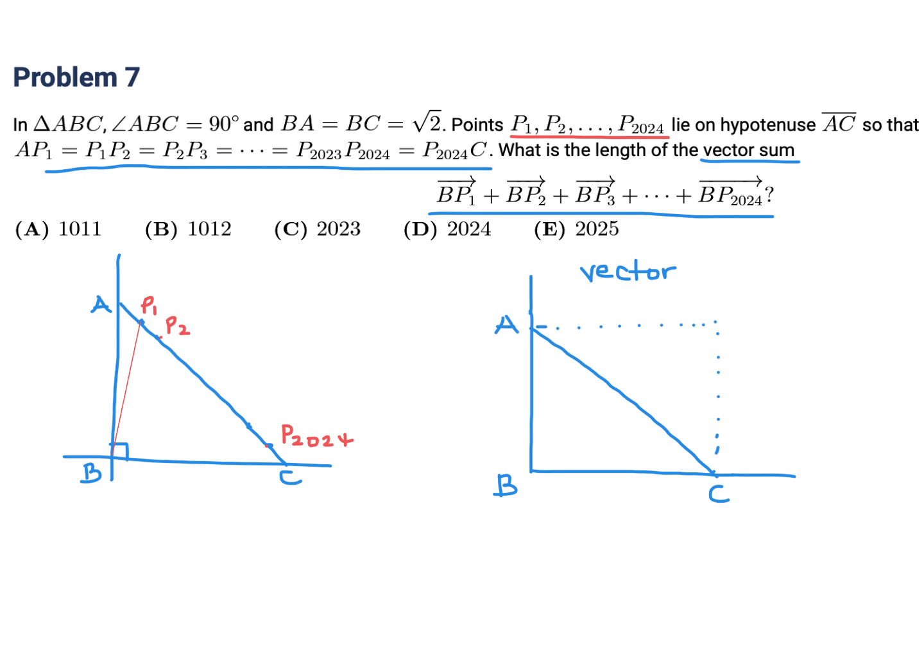I think it's a rectangle. I don't think it's a, oh, no, wait, is it a square? Yeah, it's a square, because this is root 2. This is root 2. That would be root 2. That would be root 2. It's a square. Yeah, because BA and BC are both root 2.